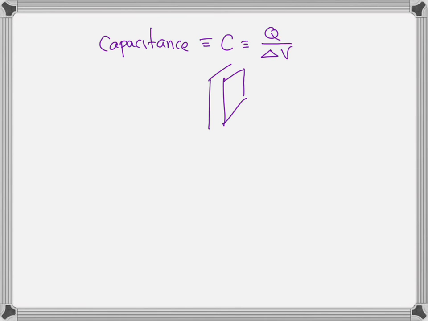And the next topic is then capacitance. Capacitance is C, which is the amount of charge per potential difference. For example, we talk about parallel plates. If we have two parallel plates that aren't touching and we put charge on one, we can put positive charge on one and negative charge on the other.